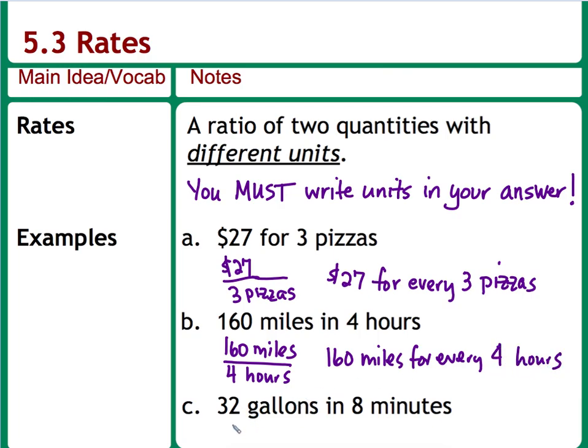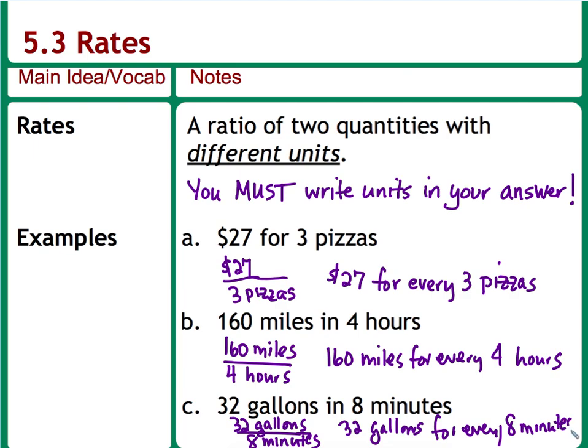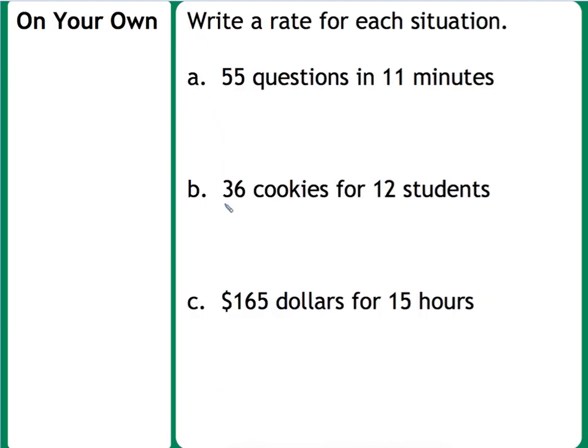And last but not least, we have 32 gallons in 8 minutes, or 32 gallons for every 8 minutes. All right, so again, rates are just ratios, just that we need to include the units because they are different types of measures. Go ahead and try these 3 on your own real quick.